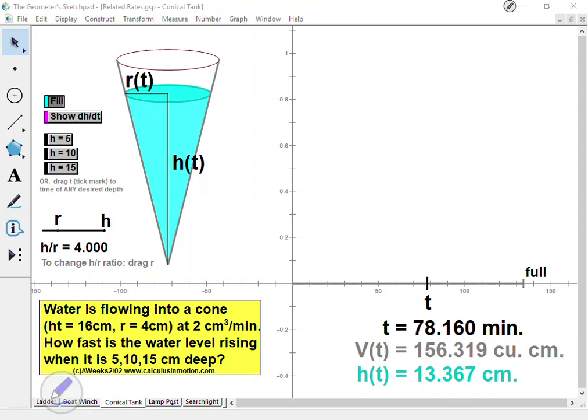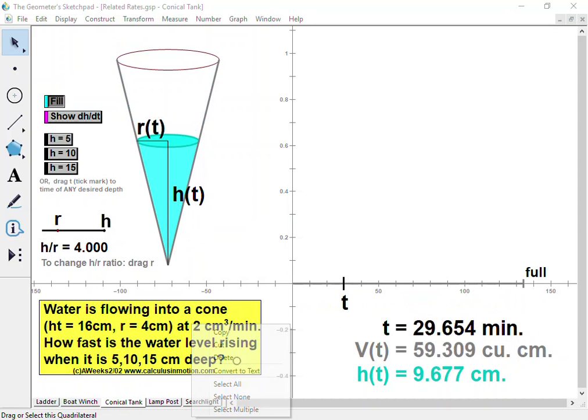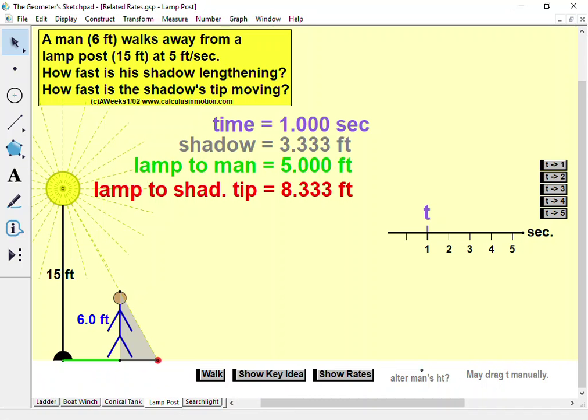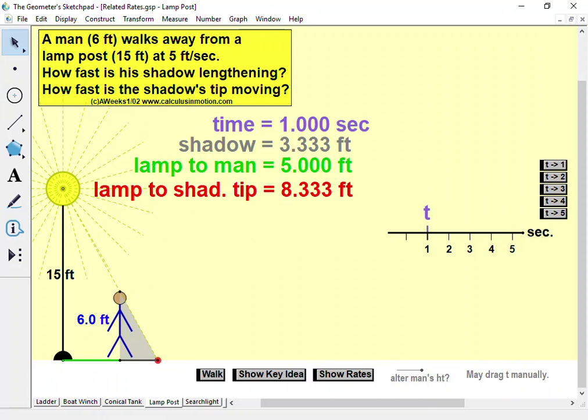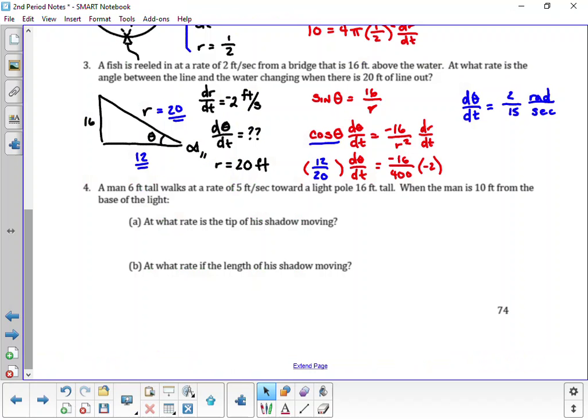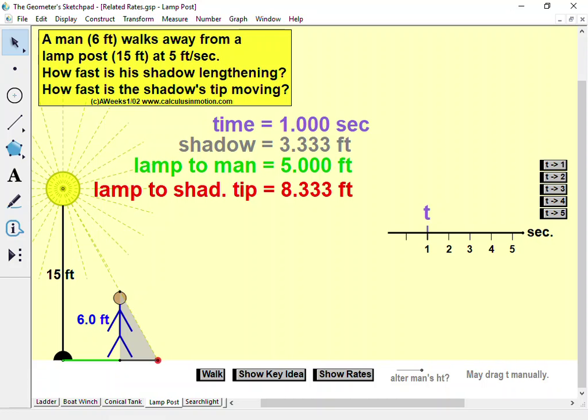Here's our lamppost. How high is the lamppost? Oh no, the light pole is 16 in this problem. Is the guy 6 feet tall? Yeah, he's 6 feet tall. He's walking towards the lamp. Okay. Well, at least you have a visual.